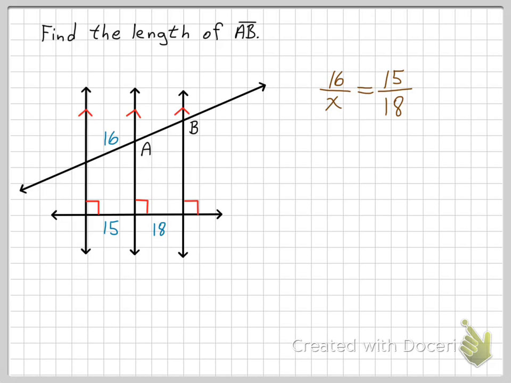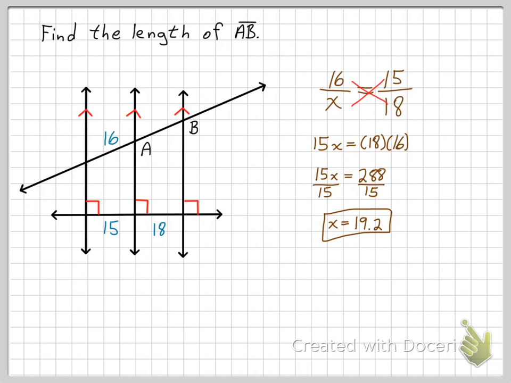We have 16 divided by x is equal to 15 divided by 18, and we can cross multiply and get that 15x is equal to 18 times 16. So 15x is equal to 288. We divide both sides by 15 and get that x is equal to 19.2.